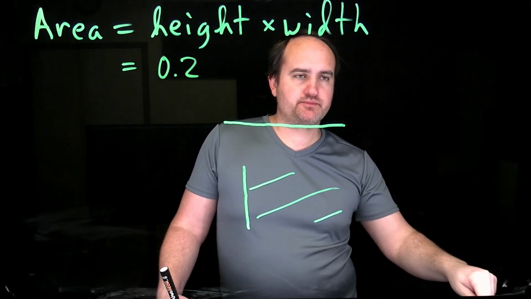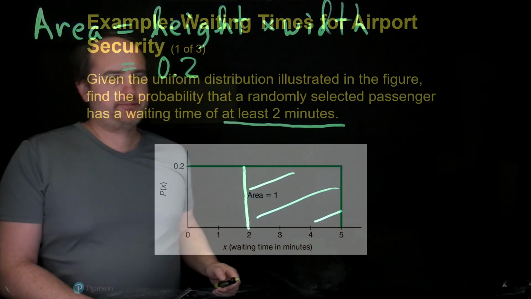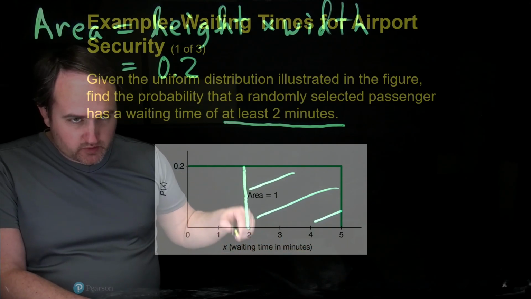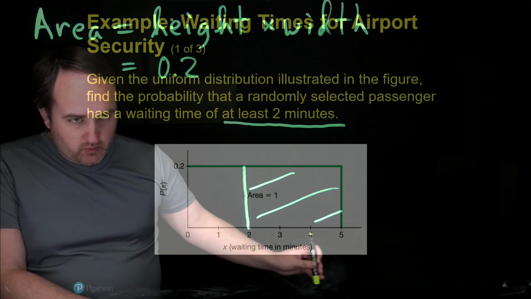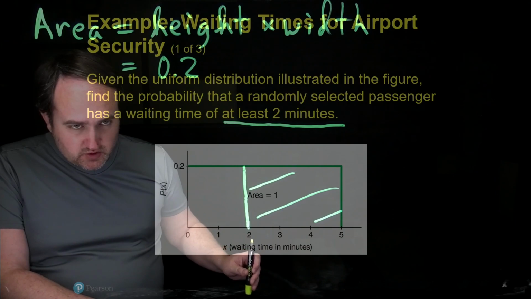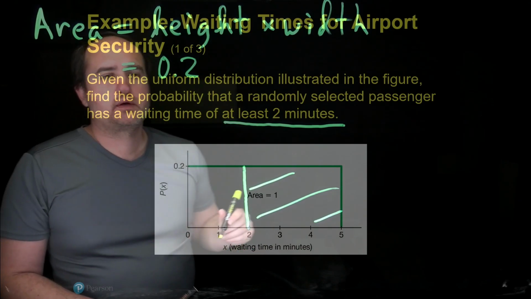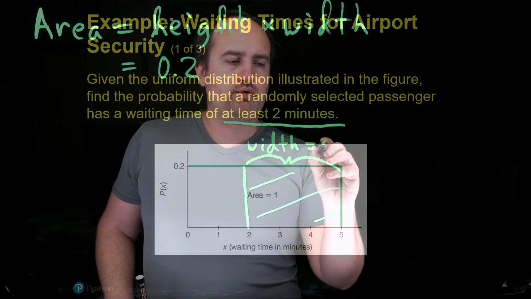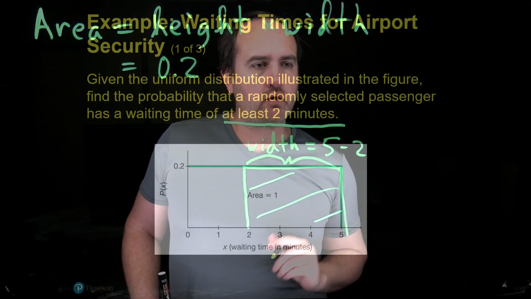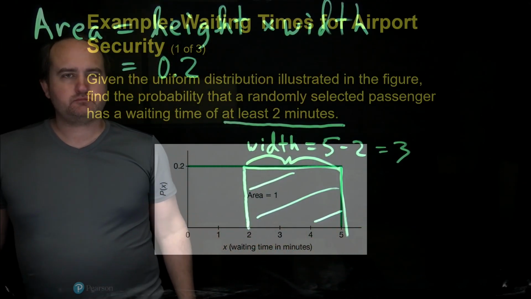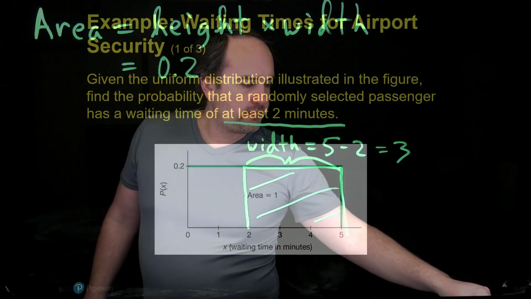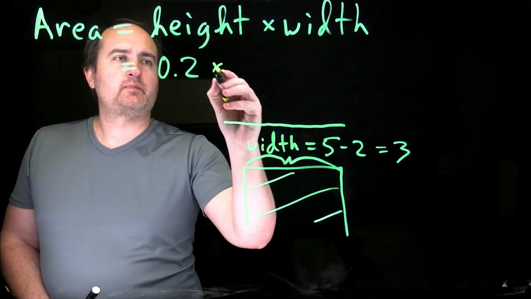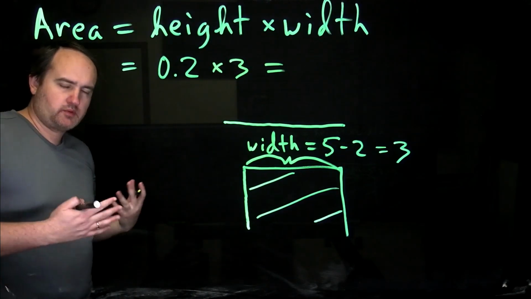Okay, and subtracting. So if we look at the picture here, the width is going to be, well, the maximum is 5, and then the minimum of the rectangle that we're trying to find the area of is 2. So here the width is going to be 5 minus 2, which is 3. So width equals 5 minus 2, which is 3. Okay, so area is going to be height times width, which is 0.2 times 3. And then either in your head or on a calculator, 0.2 times 3 is 0.6.